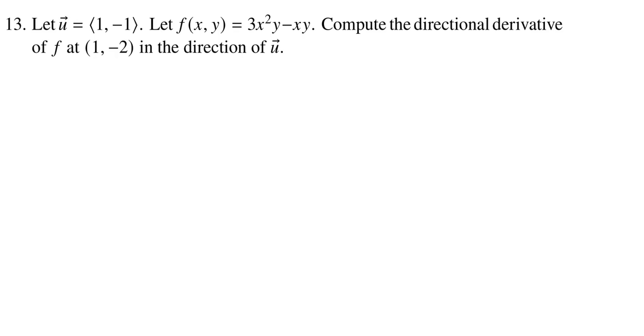In this problem, we're asked to compute a directional derivative of a function at a point (1, -2), and this function just keeps showing up, except this time we're given the direction.